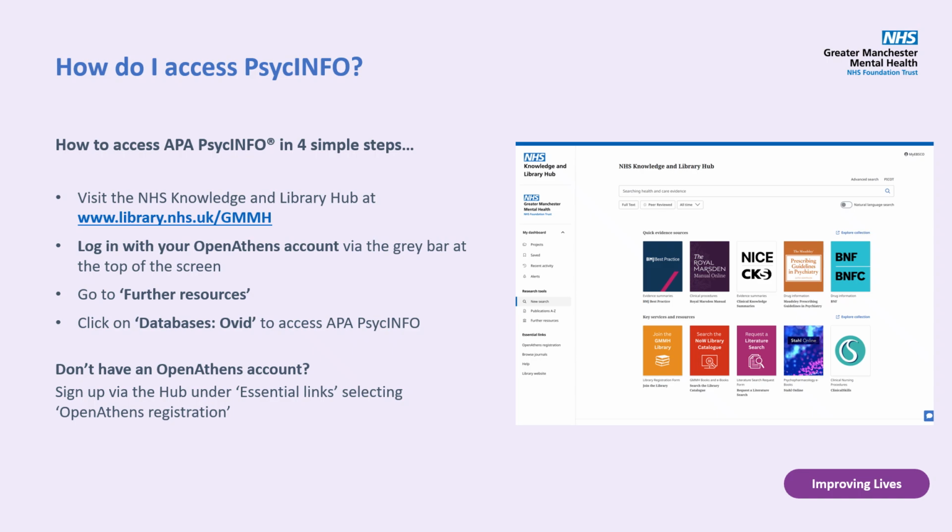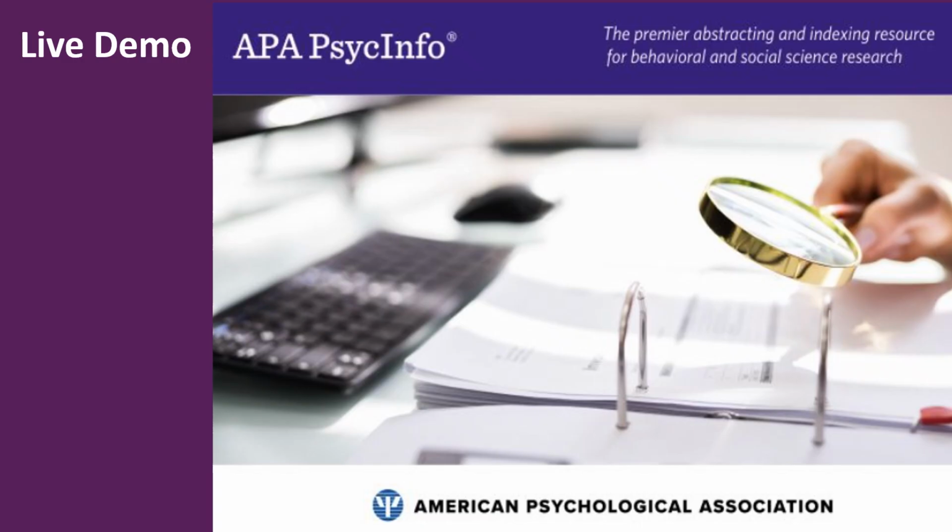To access APA PsycInfo, go to the NHS Knowledge and Library Hub. You will need to log in with your NHS OpenAthens account. If you do not yet have an NHS OpenAthens account, you can register via the NHS Knowledge and Library Hub, and it is quick and free. Or if you have an NHS OpenAthens account but cannot remember your details, please get in touch with us and we can send you a password reset email from the system. Once logged in, click on Further Resources and then Databases Ovid.